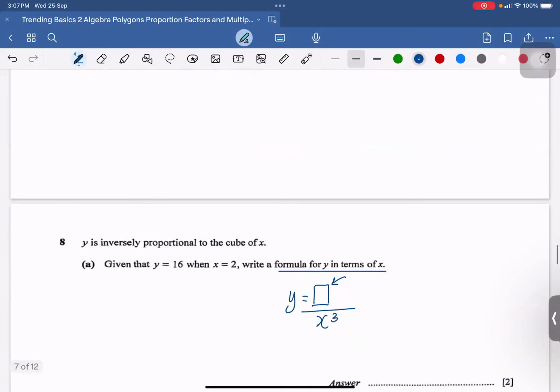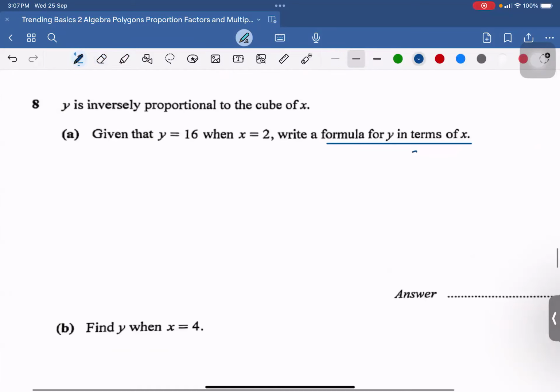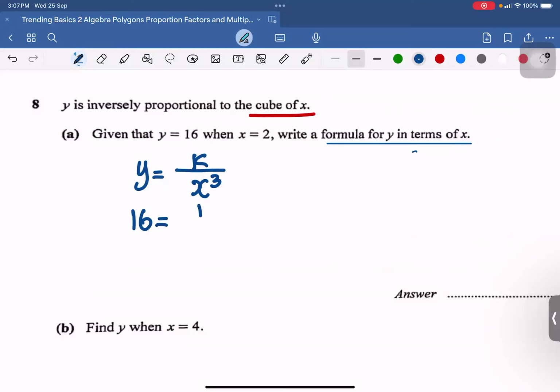Now this one is also inversely proportional, cube. Like I said just now, this question says to find the formula of y in terms of x. So now what we're going to do, inversely proportional, k over, what do I need to put? X, the whole thing cubed, y equals 16, x equals 2, 2 cubed.